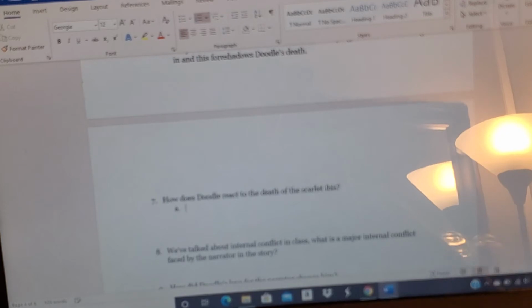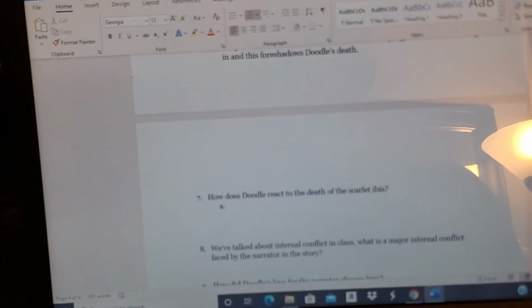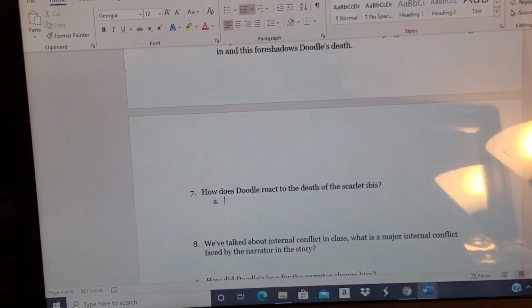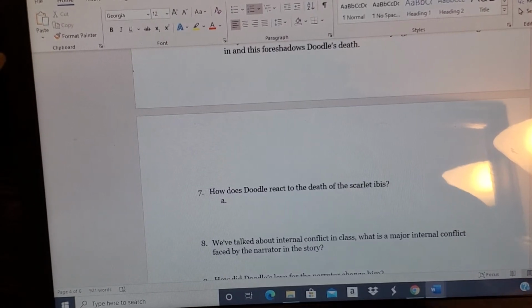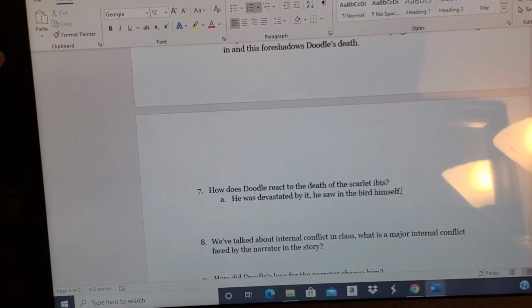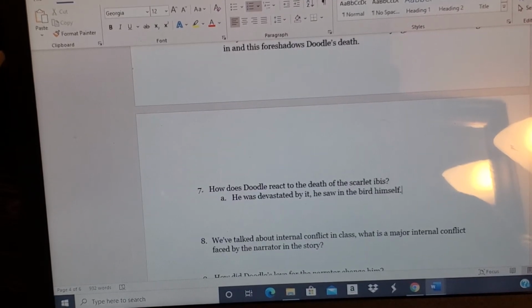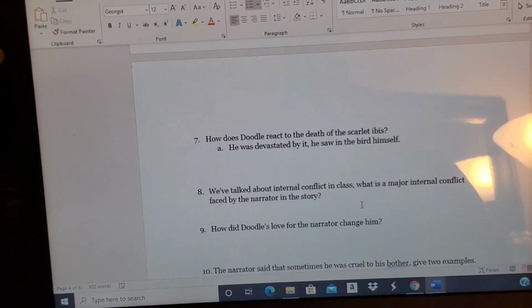How did Doodle react to the death of the Scarlet Ibis? He was devastated by it. He saw in the bird himself. Now, what do I mean by that? He saw something sickly and fragile, and he saw it die, and he knows that he is also sickly and fragile. And he saw himself in the bird.